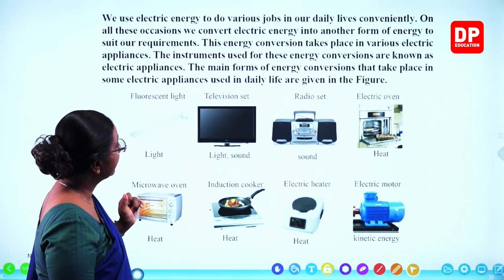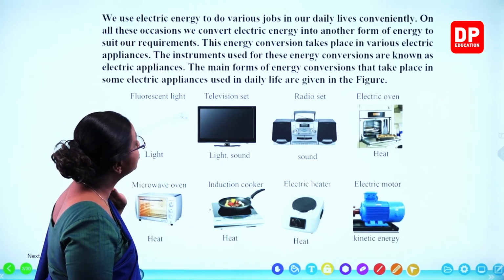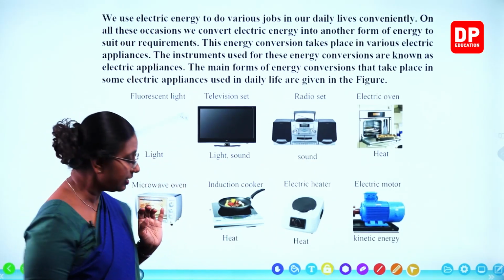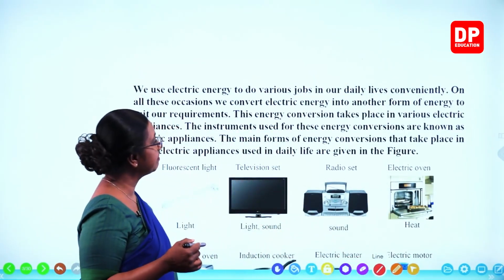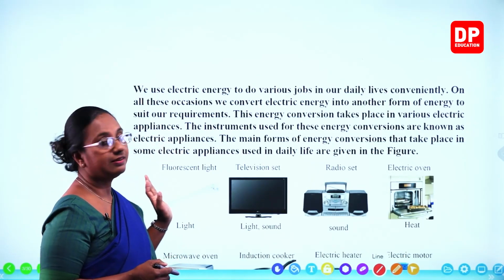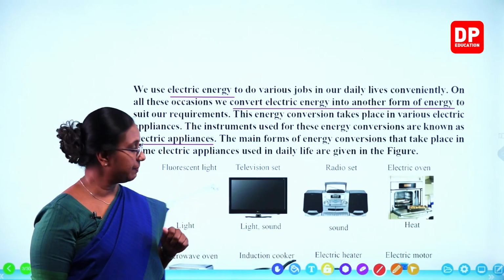The main forms of energy conversions that take place in some electric appliances used in daily life are given in the figure. So in this, there are a few terms that you have to just keep in mind. Now we use electric energy. So here you can see electricity is a form of energy, and there are devices that convert electric energy into other forms of energy, and those devices are known as electric appliances. So those are things that you need to keep in mind.